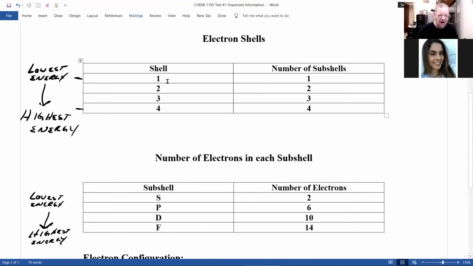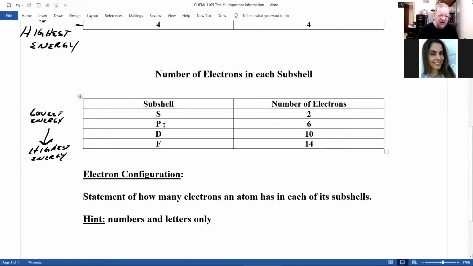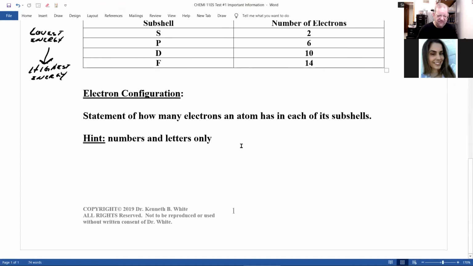So you start with 1, then you go to 2, 3, 4. Remember, 1 has 1 subshell, 2 has 2, 3 has 3, 4 has 4. The subshells are S, P, D, and F. Remember, a subshell is designated by a number and a letter. Any S subshell has 2 electrons, P 6, D 10, F 14. And notice I give you a little hint about electron configuration.